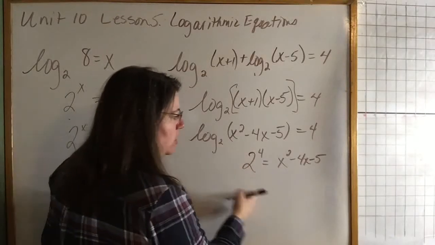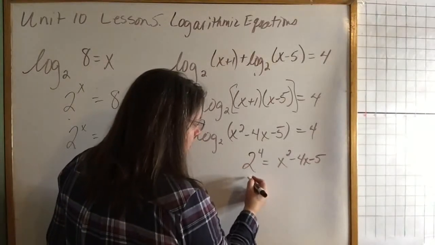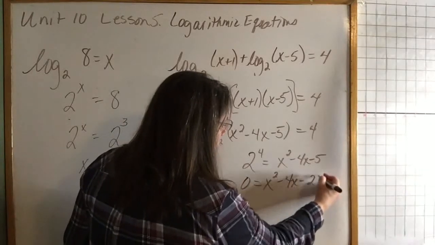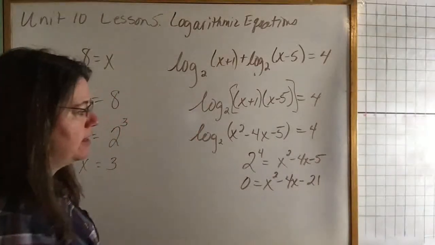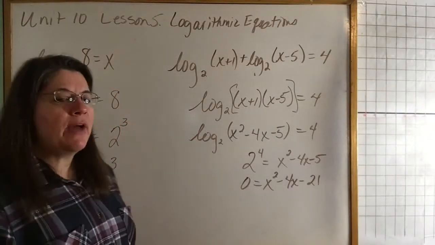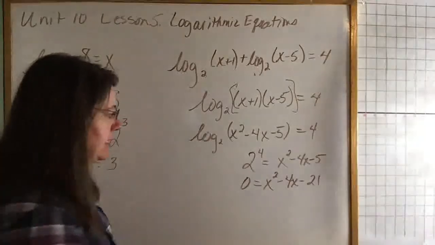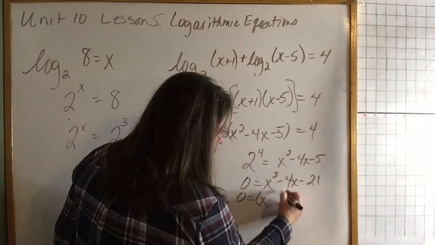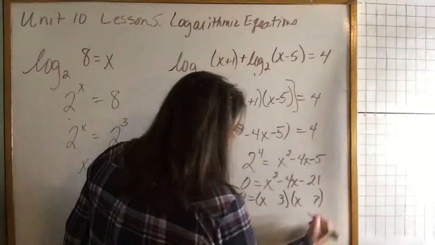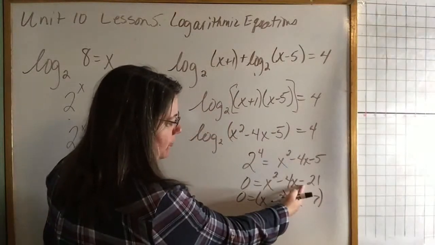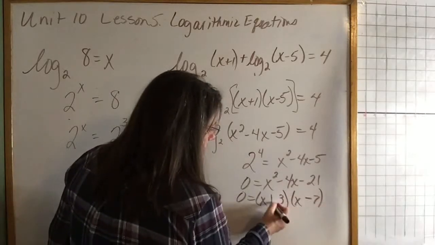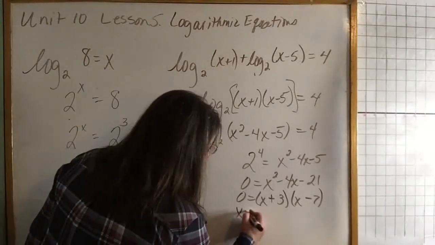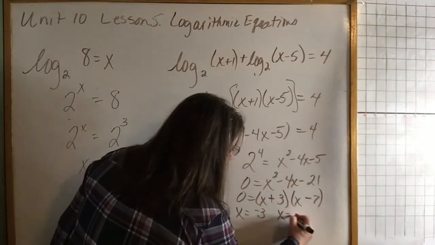I'm going to move the 16 to the other side. So 0 equals x squared minus 4x minus 21. Negative 5 minus 16 is negative 21. Are there factors of 21 that subtract to give you 4? Yes, 3 and 7. So we have an x and a 3, an x and a 7. This tells me the signs are different. The minus goes with the big number. So it's a minus 7 plus 3. And we end up with two answers. We have x equals negative 3 and x equals 7.